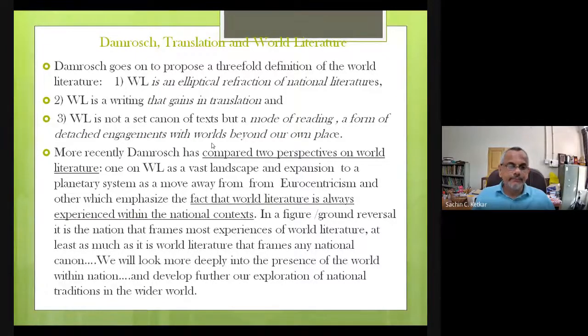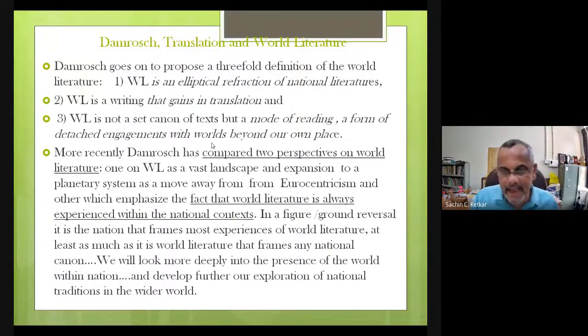Third, world literature is not a set of canon, but a mode of reading, a form of detached engagement with worlds beyond our place. And recently he goes on to give two perspectives on world literature. On one hand, you see world literature as a vast landscape, and you move away from Eurocentrism and emphasize that world literature is always experienced within national context. What do we mean by all these things?